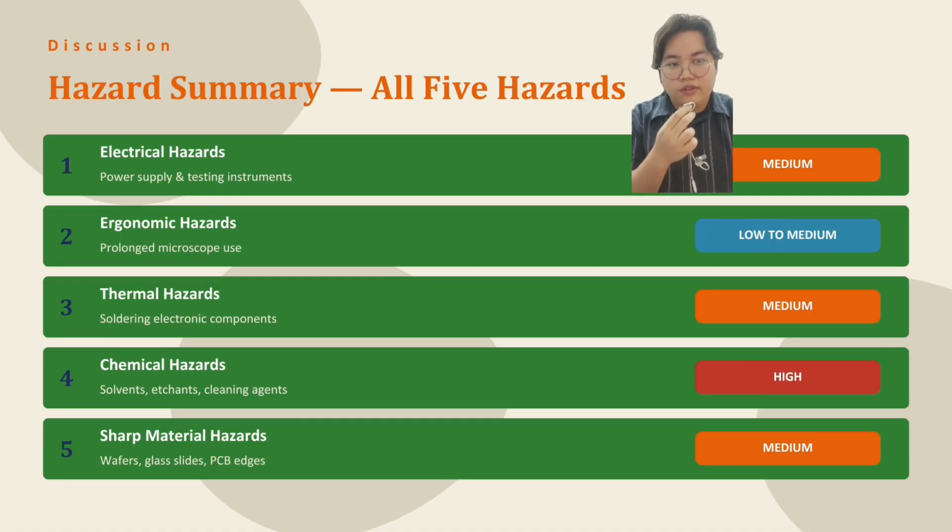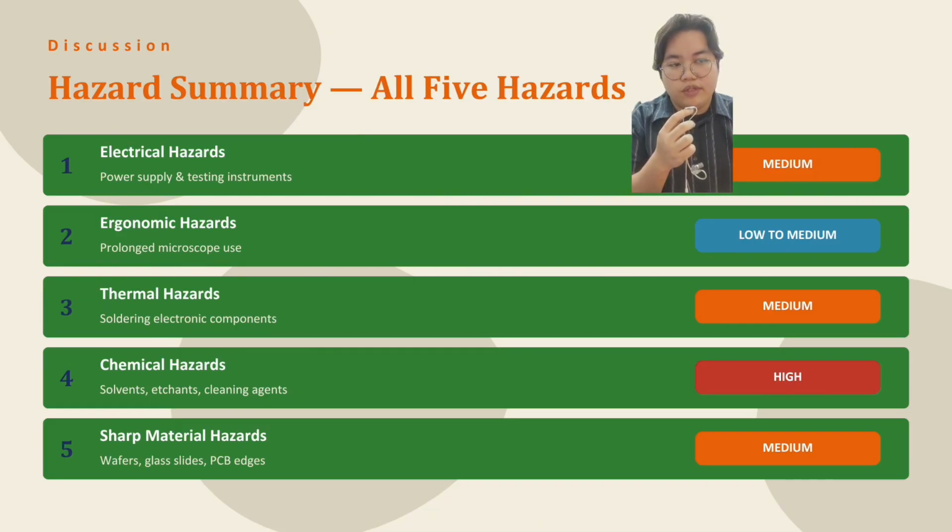Moving on to the discussion, looking at the overall report, 5 hazards were identified at the microprocessor laboratory. Chemical hazard came out as high risk because the consequences of improper handling, things like toxic vapor inhalation or a fire, can be severe and sometimes irreversible. The remaining hazards sit between low to medium. An important point across all 5 is that elimination and substitution are rarely an option in this lab, because removing solder, chemicals, and power instruments is not possible, because they are core to what the students are learning.